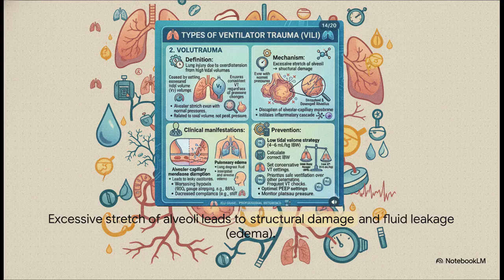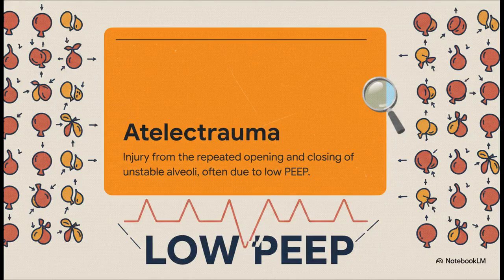It's really serious stuff. And finally, we have atelectrauma. This one's a little more subtle. It's not a big pop, but more like a death by 1,000 cuts. It's the injury that comes from the repetitive stress of unstable air sacs collapsing and then being forced back open over and over, with every single breath. And this right here is exactly why getting the PEEP setting right is so critical, to keep those alveoli stable and prevent this from happening.